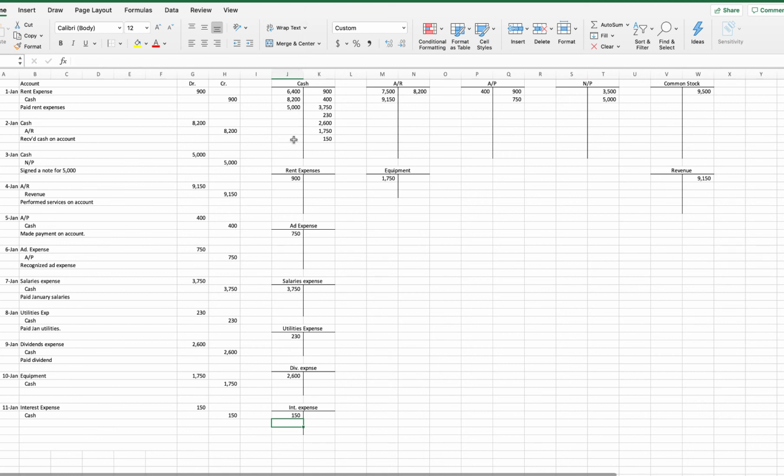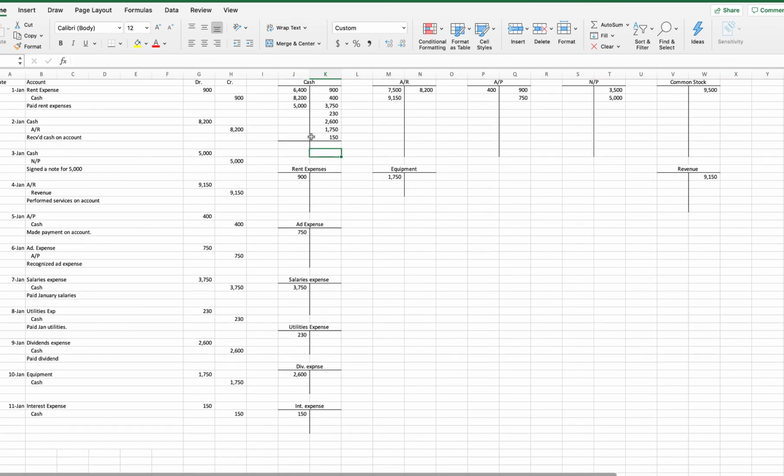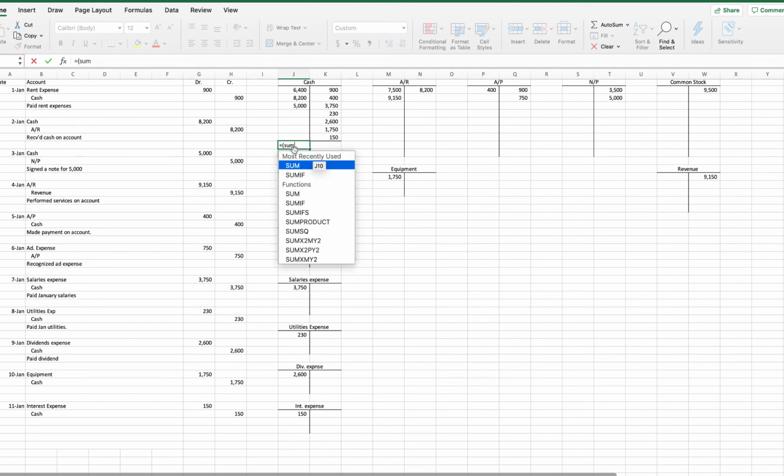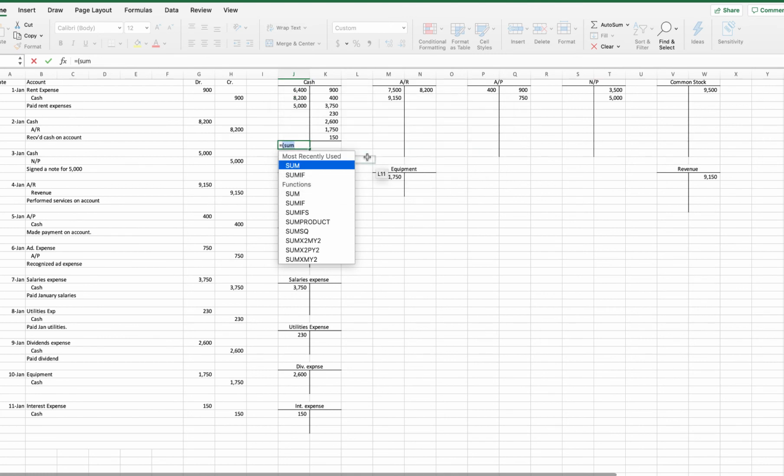Okay. So here's what I'm going to do. I'm going to go to my cash account. I'm going to put in a bottom border all the way across. Okay. Now I know cash should have a debit balance, right? So I'm going to add up all my debits, add up all my credits, and subtract them. Okay. So to do that, I'm going to say equals. I'm going to open parentheses. I think I can do it this way. Sum. Oh, nope, cannot do it that way.